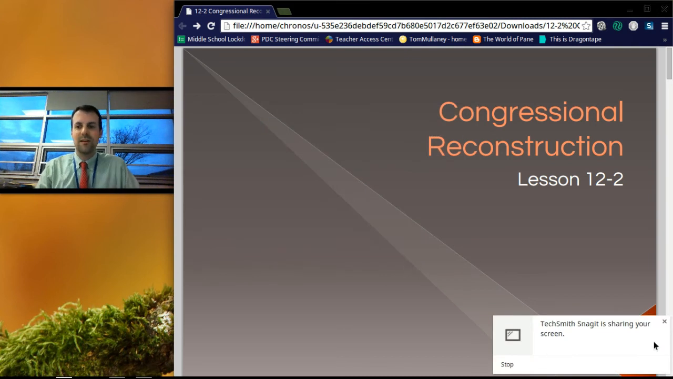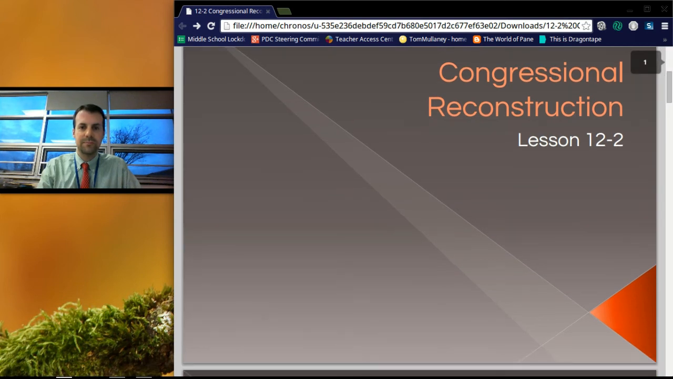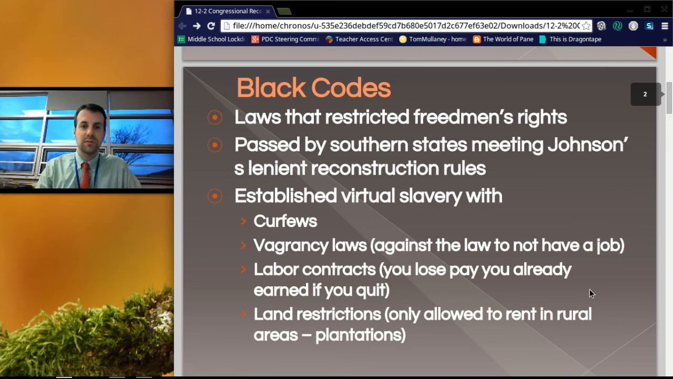This is the recap of the Congressional Reconstruction lesson. First, we start off with the Black Codes. The Black Codes were laws passed in the South after the Civil War that restricted freedmen's rights.